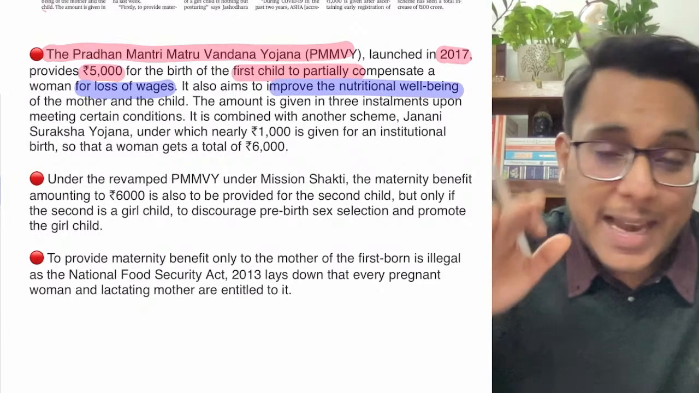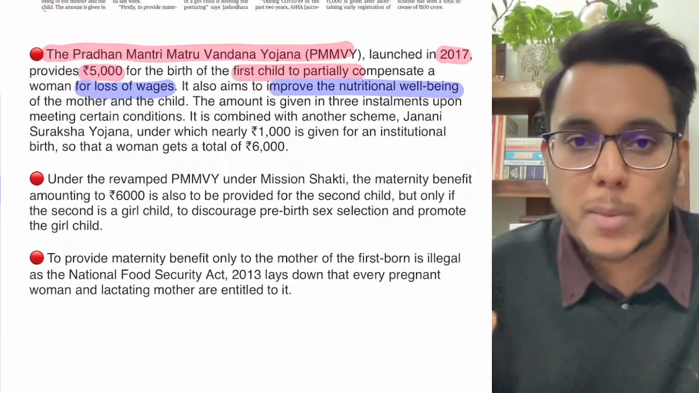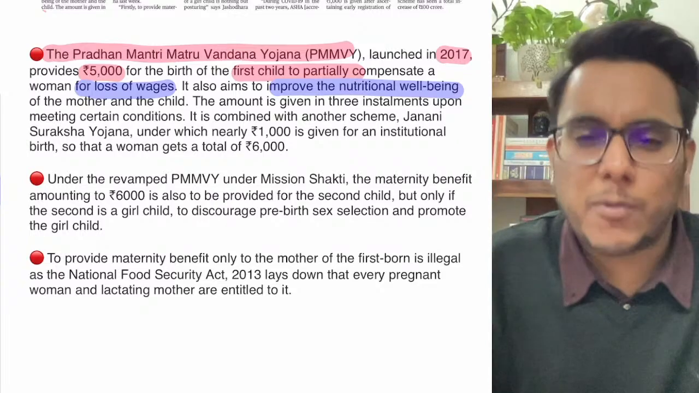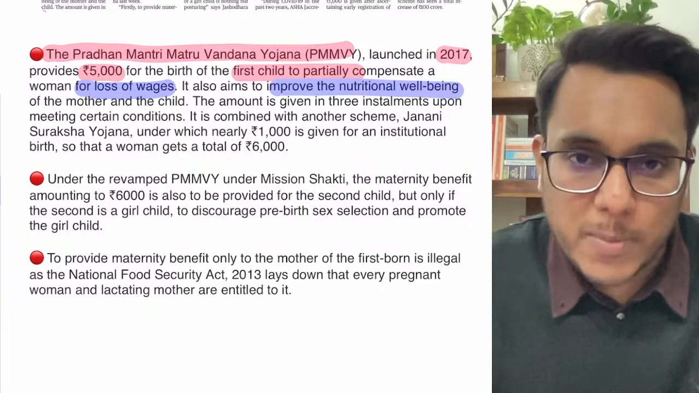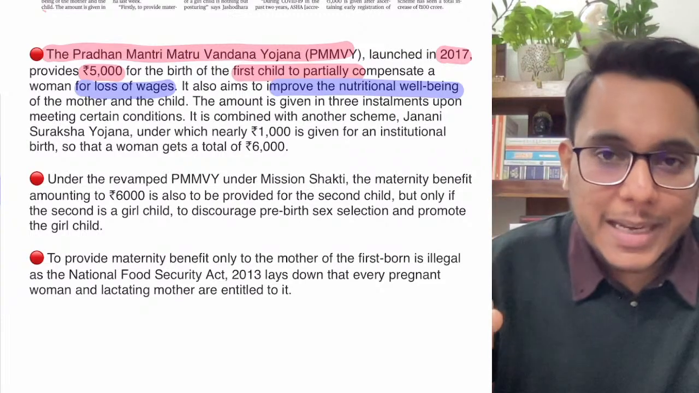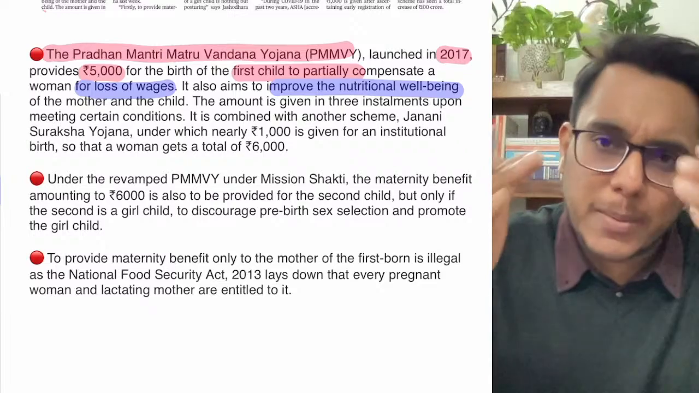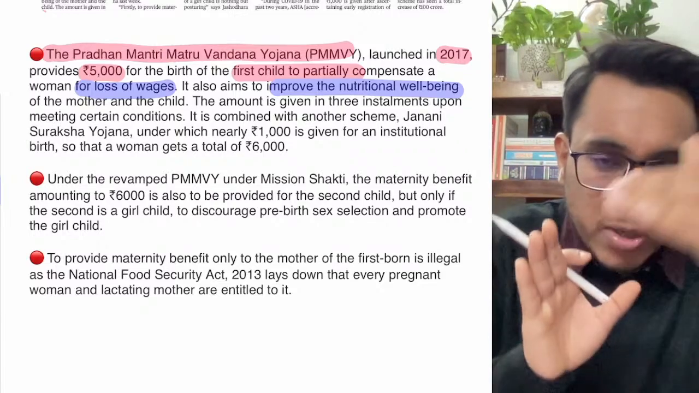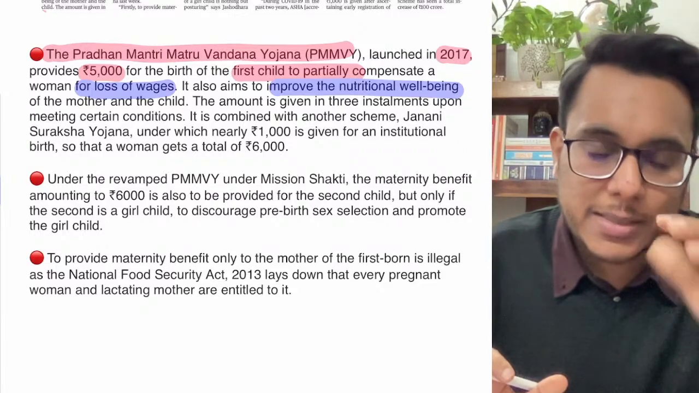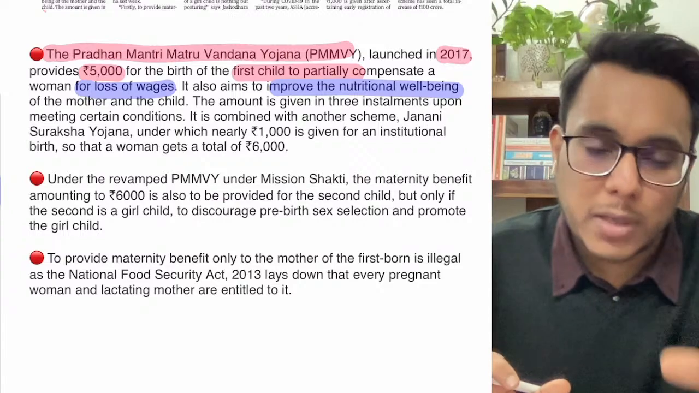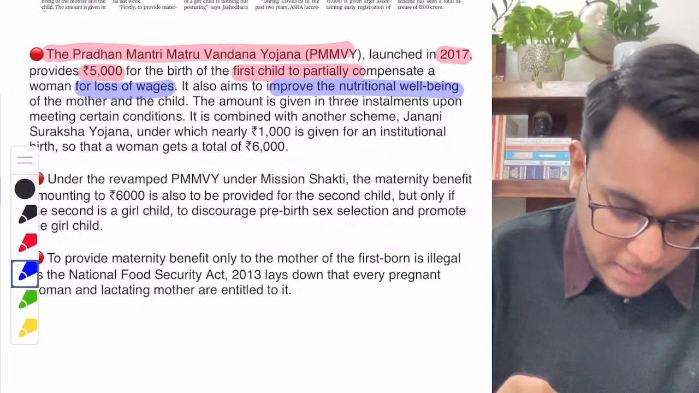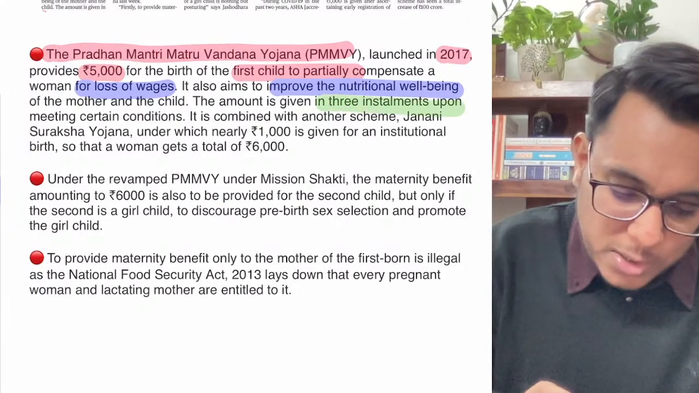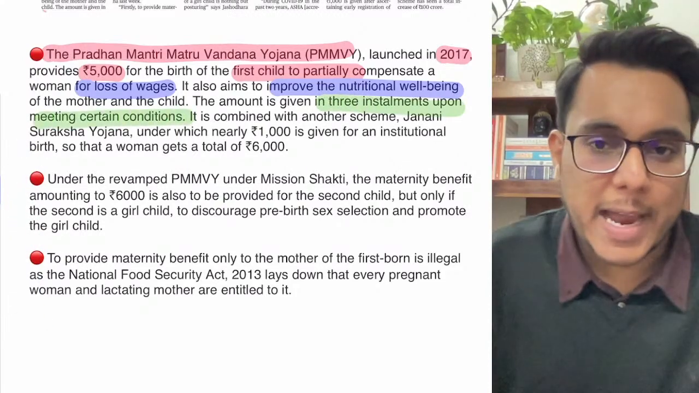Why? Because there are 3 installments in which this money will be given. The first installment will be paid at the registration of pregnancy, the second installment will be paid after the antenatal care has been taken, and the third will be paid after the delivery. So regular installments are made, and by this, nutritional well-being and the health of the mother are preserved. Clear? I already told you that the amount is based on 3 installments, and I have already told you the conditions.